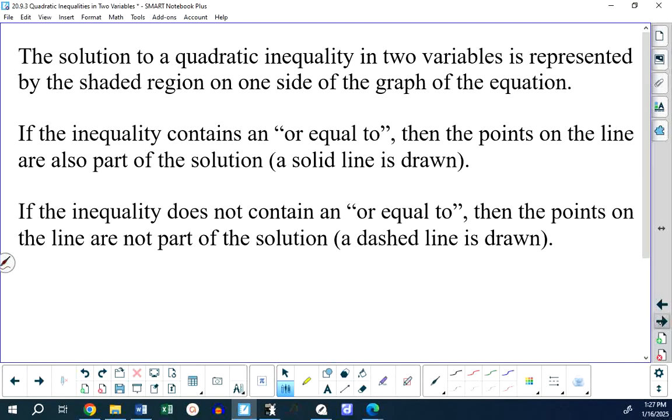If there is no or equal to, the line itself, the curve itself, is not the solution. It's kind of the boundary where you can creep up as close as you want to that line and still be a solution, but you can't touch the line. And that's why it's dashed.